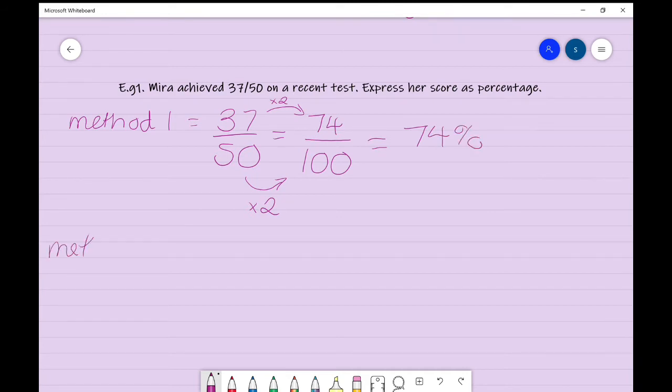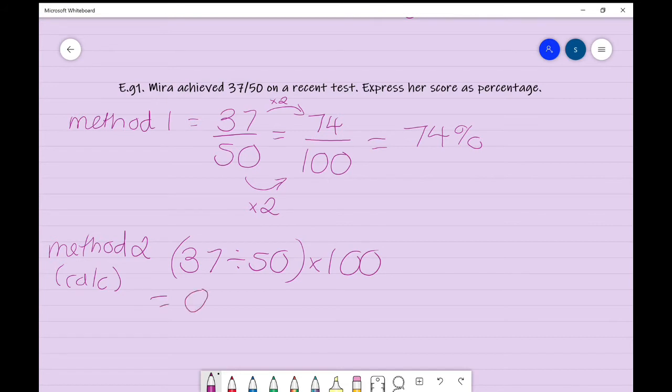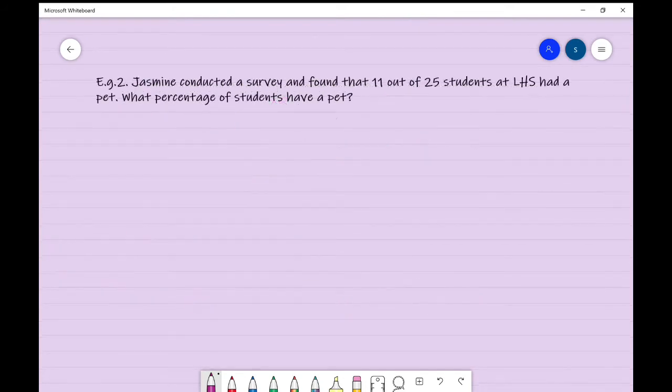We could try method 2 by converting our fraction, 37 out of 50, into a decimal. Here we'll need our calculator. Once we've converted it into a decimal, we times by 100. 37 divided by 50 is 0.74. We times by 100 to get 74%. Now try this example before I show you the answers. Pause the video and have a go.